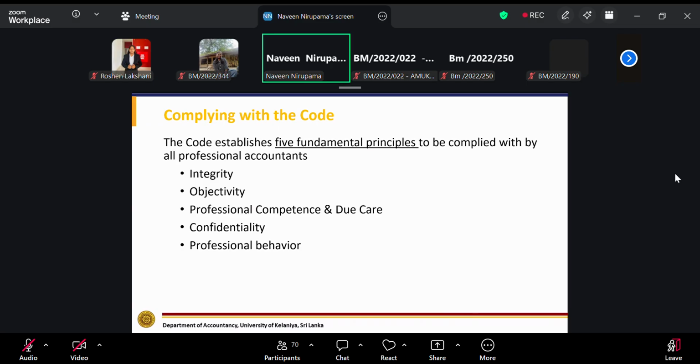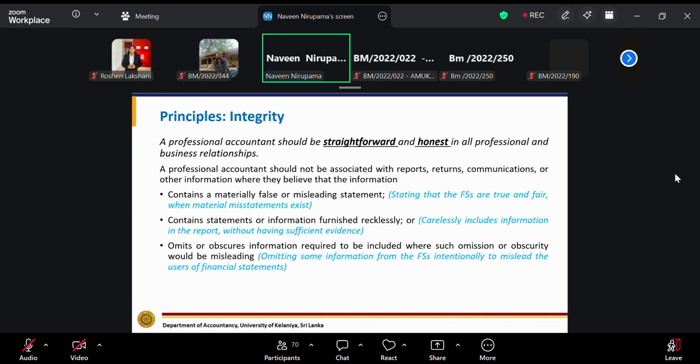So let's discuss one by one how these principles help the professional accountant and how professional accountants should align with these principles. As the first principle, you can see integrity. What is integrity? Integrity is being straightforward and honest. As a professional accountant, you should be straightforward and honest in all professional and business relations.